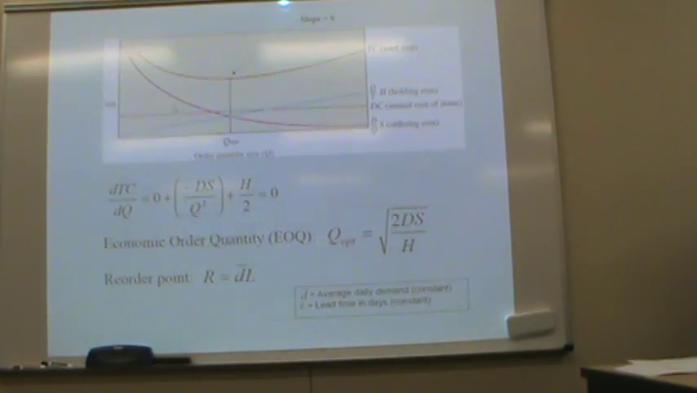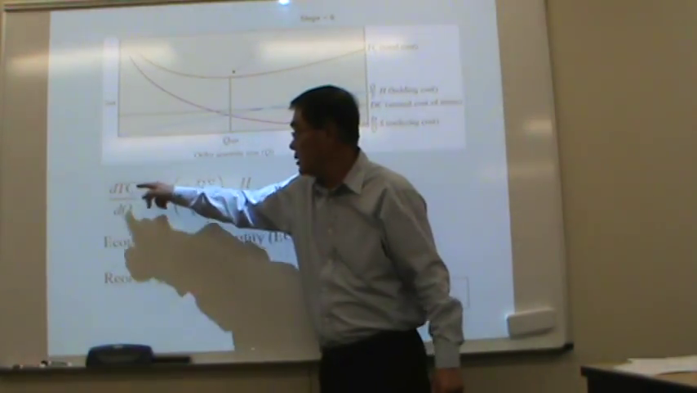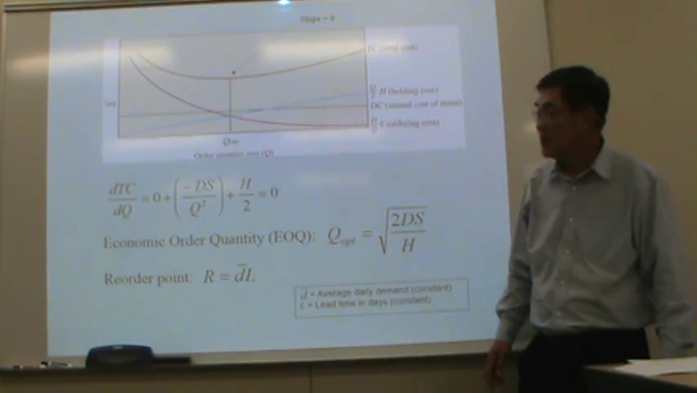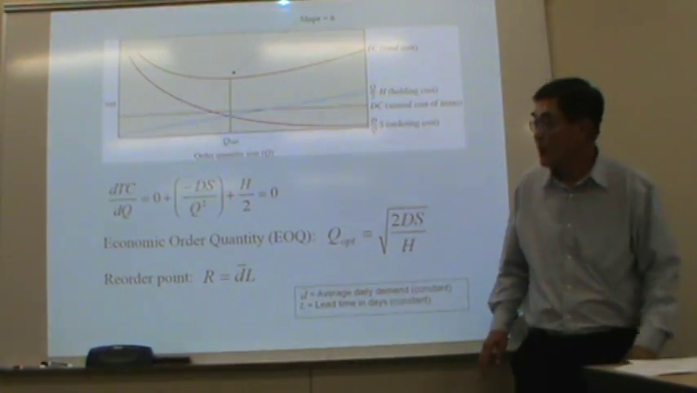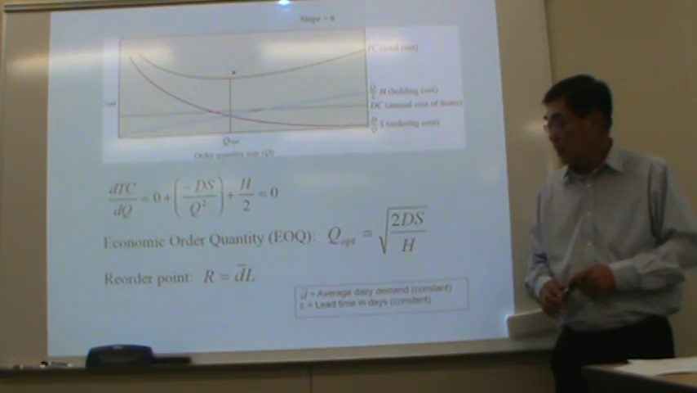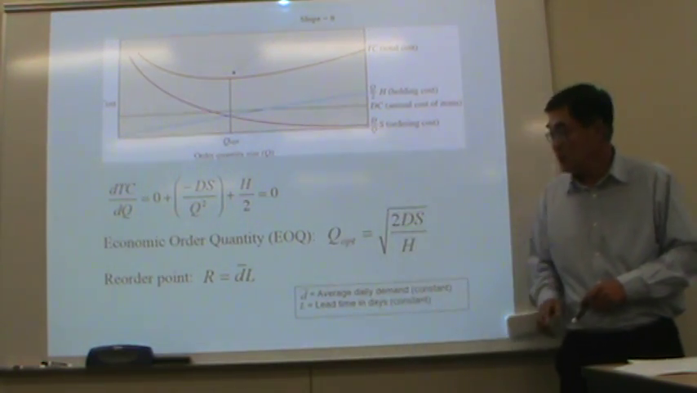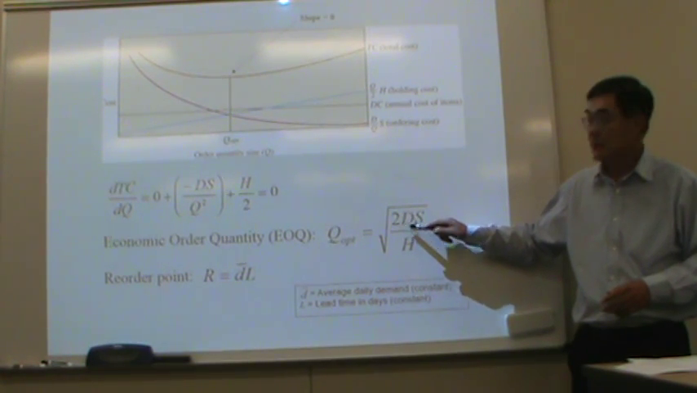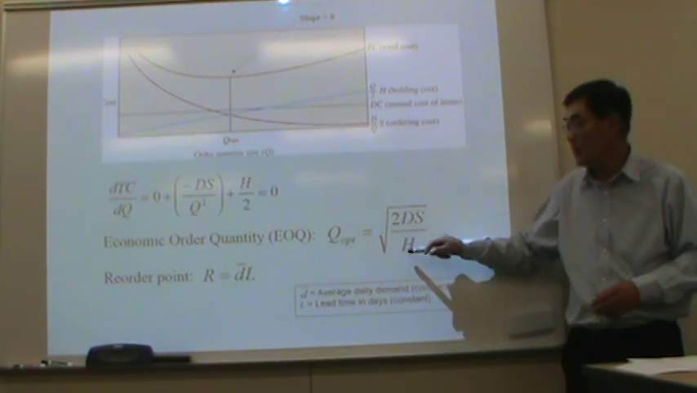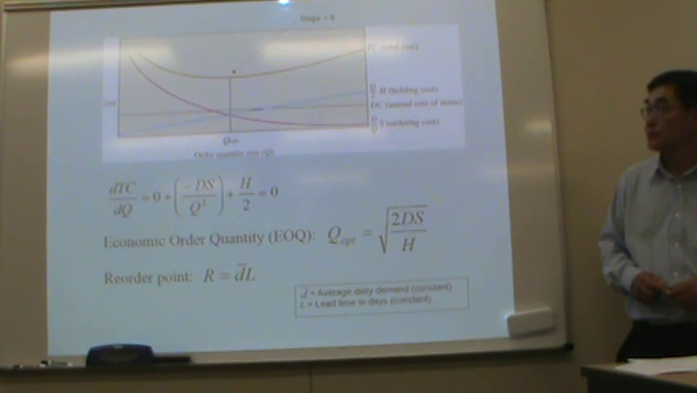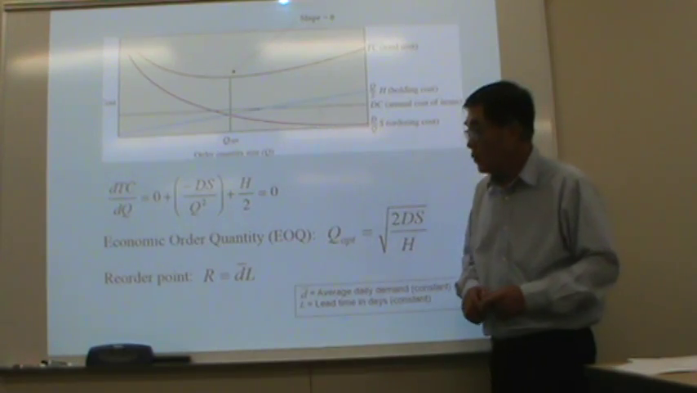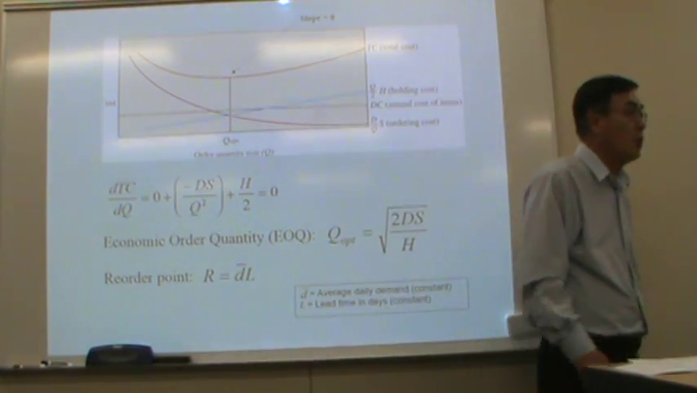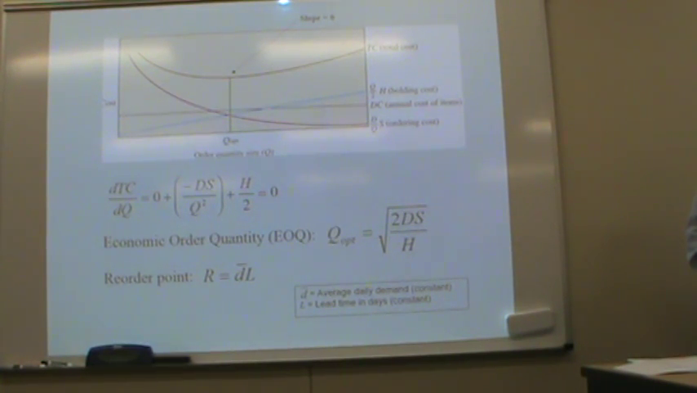Using the derivative, dTC over dQ, we get this. We don't care about that, we just care about the equation. Economic order quantity Q, or optimal order quantity, equals the square root of 2DS, 2 times the annual demand times order cost, divided by holding cost. And reorder point R equals daily demand, or average demand, times lead time.